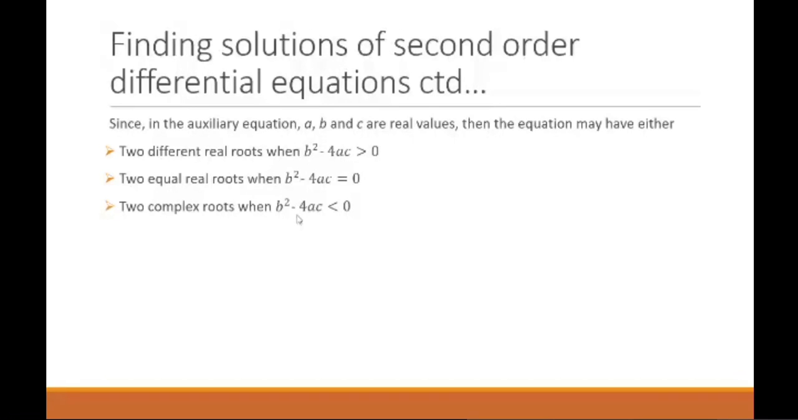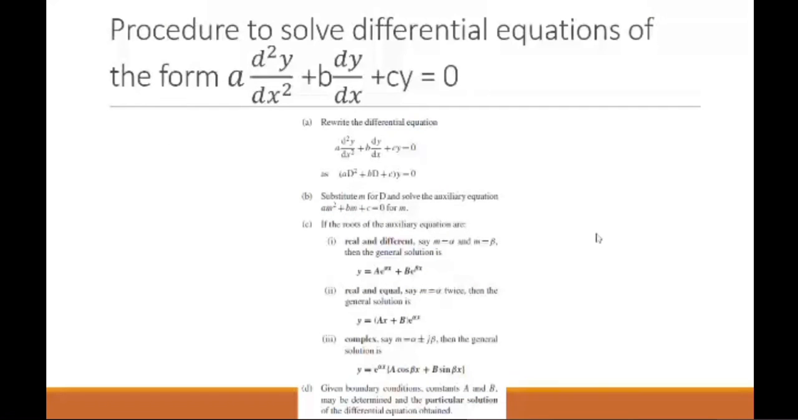So the solutions for the second order differential equation depend on the type of solutions for this auxiliary equation. That is, if we have two real roots, we have one type of solution. If we have two equal roots, then we have another type of solution. And if we have two complex roots, we have another type of solution for the differential equation. So this is the procedure to solve differential equations of this form. This form means a homogeneous second order differential equation.